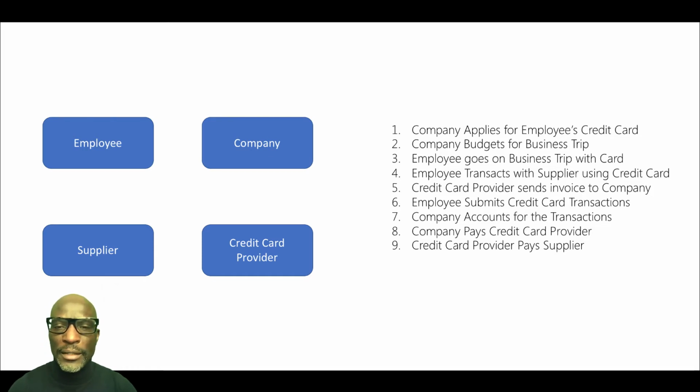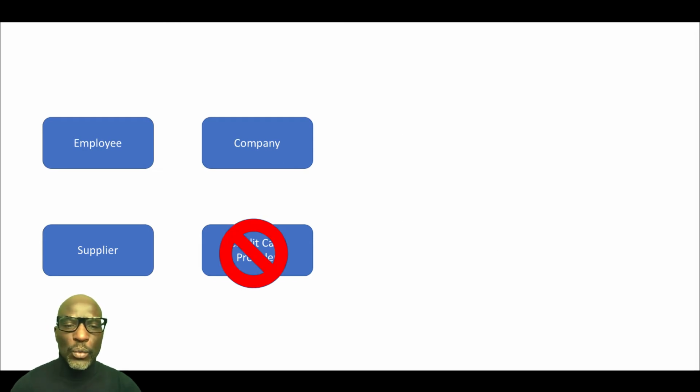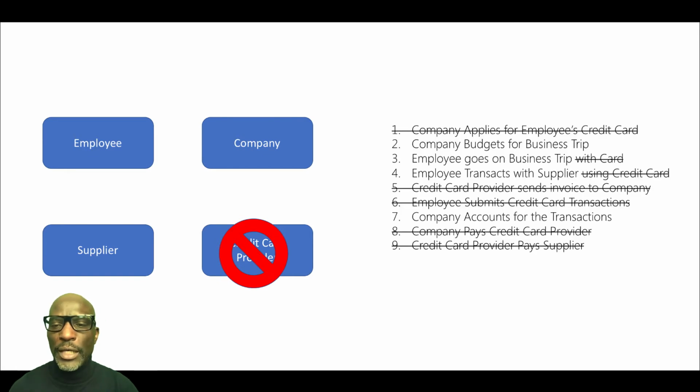So this is the standard flow, and let's look at how smart contracts could help to improve this flow and make transacting a lot easier even for the employee. In the smart contract world, there's no need to have a credit card, and all we have is a contract between the company and the supplier. So let's now look at the things that have changed.